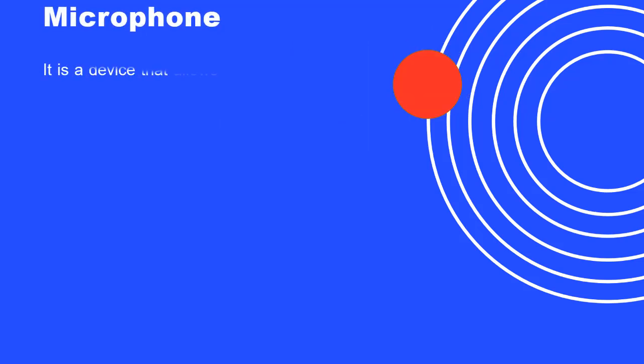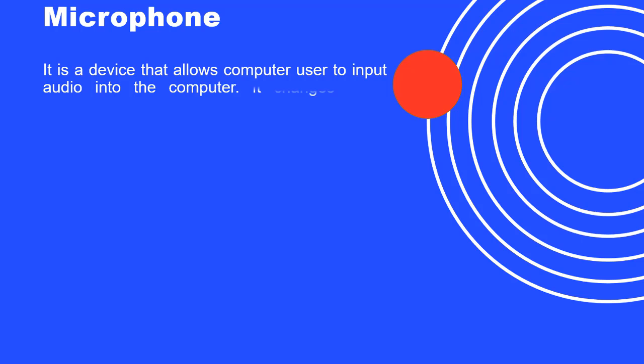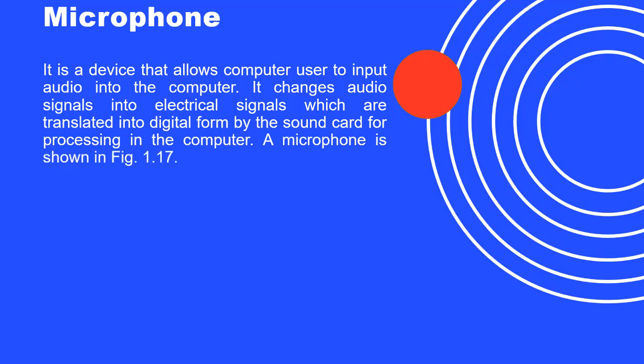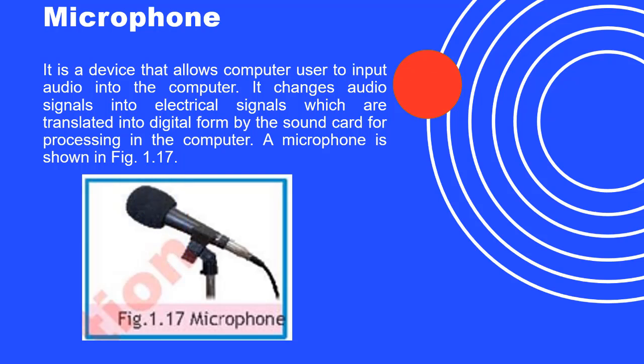Microphone. It is a device that allows computer users to input audio into the computer. It changes audio signals into electrical signals which are translated into digital form by the sound card for processing in the computer. A microphone is shown in Fig. 1.17.